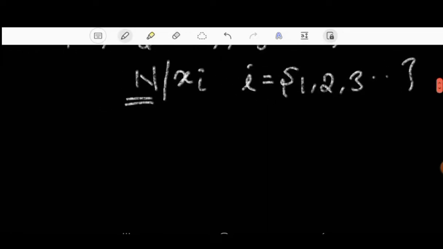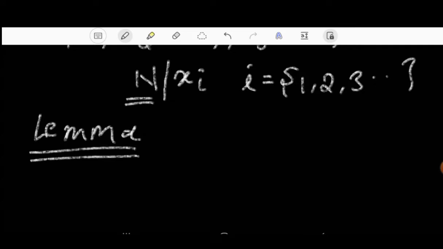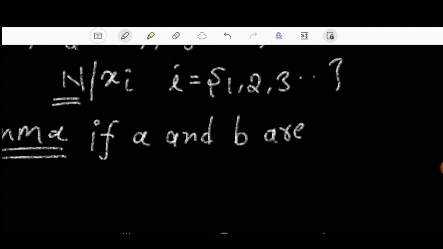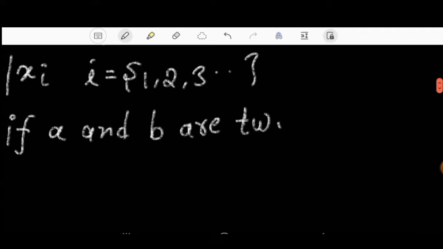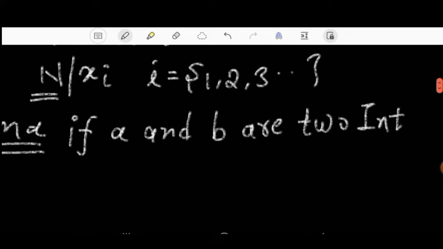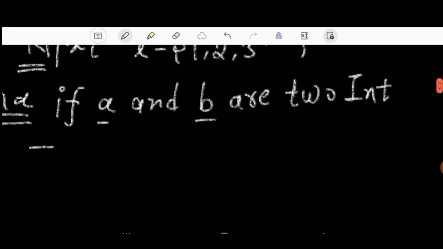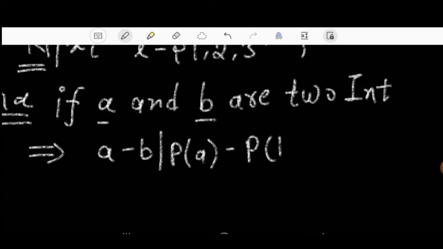So there is one lemma that is useful to solve this problem, which states: if a and b are two integers, obviously two distinct ones, then a minus b divides P of a minus P of b.